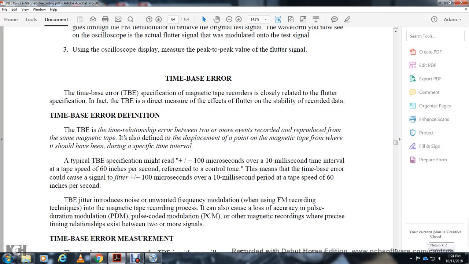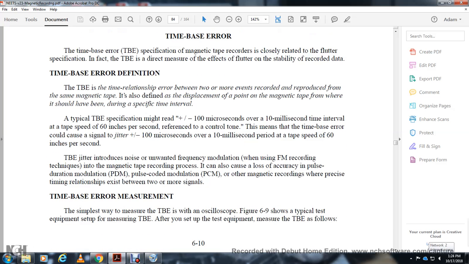Time-based error jitter introduces noise on frequency modulation, when the frequency modulation recording technique for the magnetic tape recording is used properly. There is also a loss of accuracy in pulse duration modulation, pulse code modulation, and other magnetic recording where a precise timing relationship exists between more signal, the time-based error measurement.